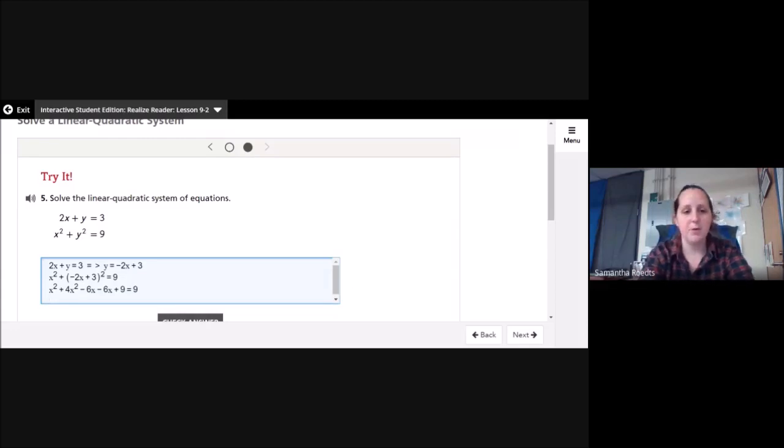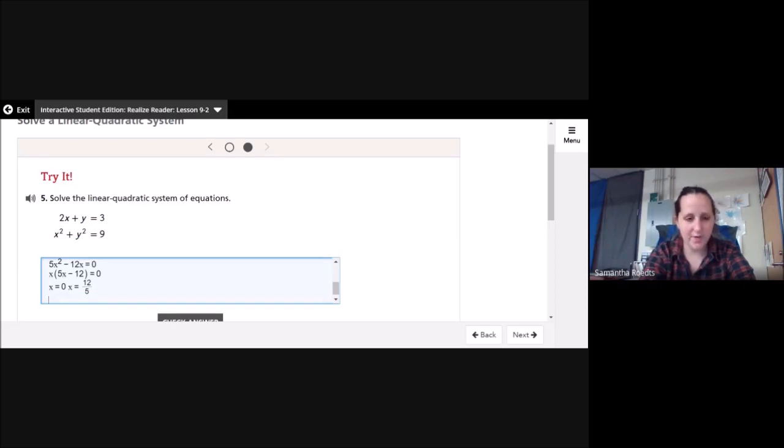I'm going to move the 9 to the other side. I'm just going to go ahead and combine like terms. 4x squared minus 12x plus 9 minus 9 equals 0. Okay, combine my like terms. Sorry, 5x squared minus 12x equals 0. This gives me values. Factoring out x, I have 5x minus 12 equals 0. So x equals 0 or x equals 12 fifths.